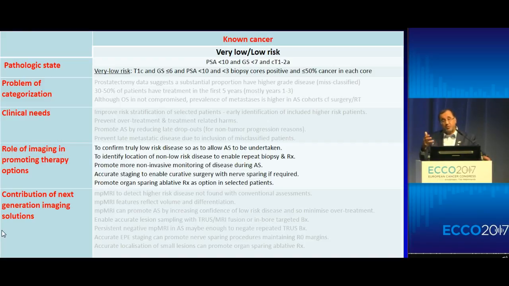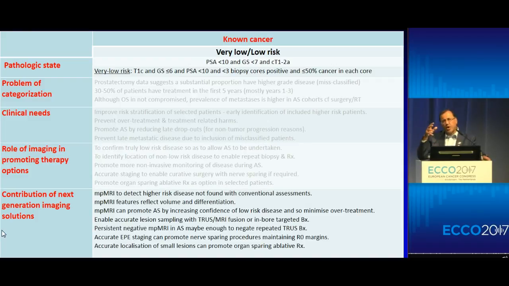If you're going to do treatment and the patient opts for this, then we want to make sure that we perform surgery which is minimally invasive and nerve sparing. So these are some of the clinical needs in this particular group. And clearly there are contributions that imaging can make. And in this particular instance, we're going to talk about MRI.